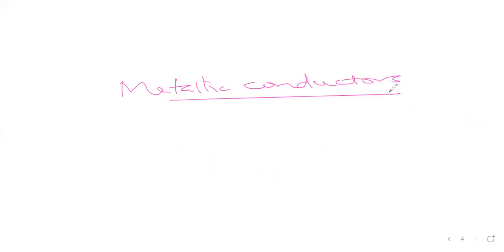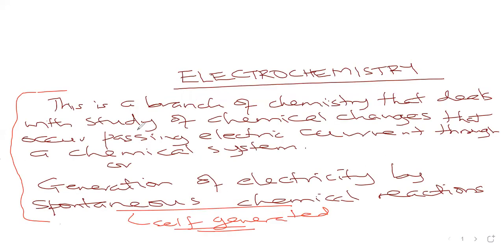So what do we know about metallic conductors? Metallic conductors do allow electricity to flow through them without undergoing any chemical change. That's why, as I was beginning the topic, I said this branch of chemistry deals with the study of chemical changes that occur by passing electric current through a chemical system. So these are chemical changes that do generate the electricity in these systems.